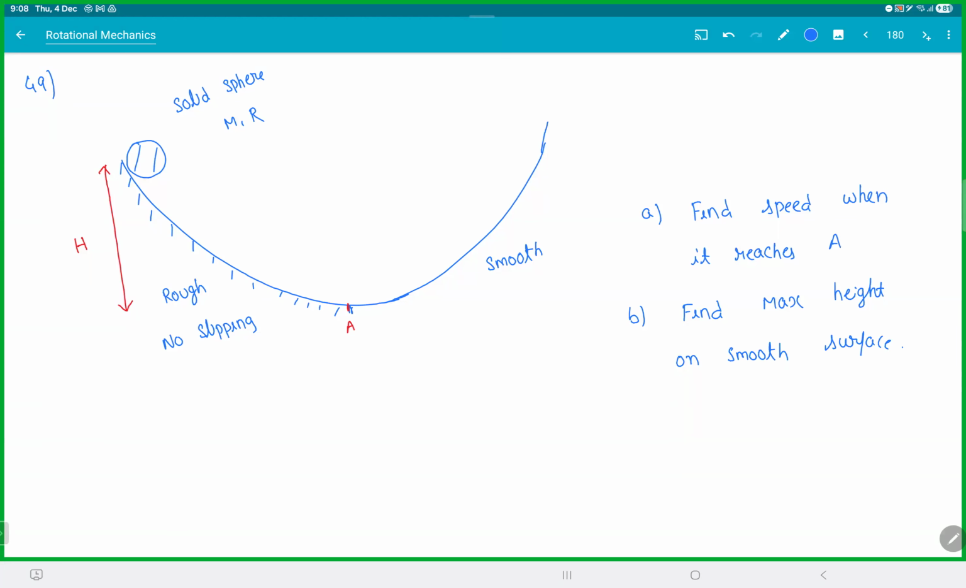Initially released from rest. And there's no slipping. So as the ball is going down, it will start rolling. So find the speed when it reaches A, and after that it enters the smooth side. So what is the maximum height it will reach on the smooth surface?